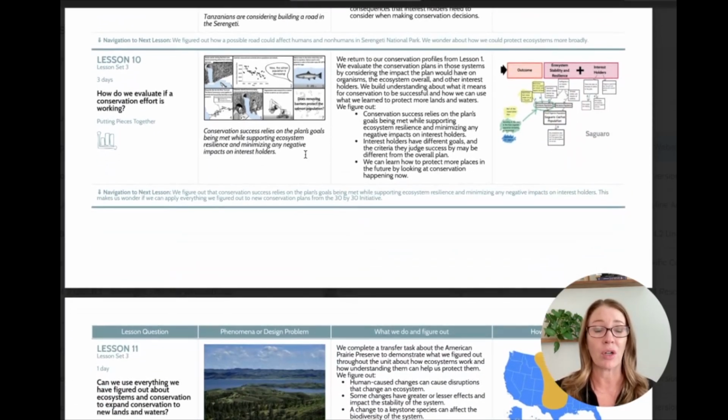and then we return in lesson 10 to our original conservation examples. Some are in the Everglades, some are in Arizona with the cactus, and we evaluate if the conservation effort is working. So we look at a focal species in that example, and we do an evaluation using all the ideas we have figured out. I forget, I think we do a comic strip in that one.